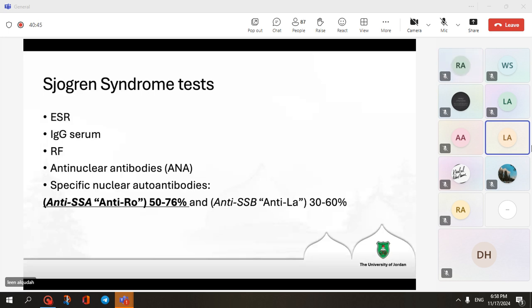The ANA, or anti-nuclear antibody, is positive, but anti-nuclear antibody is non-specific. ANA positivity means the patient has an autoimmune condition of some kind, but it's not going to tell you it's Sjogren per se. هي ممكن تكون any other autoimmune condition may be ANA positive. The specific nuclear autoantibodies that you need to test for Sjogren patients is the anti-SSA or anti-RO. This is more specific and sensitive, and it's positive in 50 to 76% of Sjogren patients, with less likely anti-SSB, anti-LA. This is 30 to 60% positive in patients.